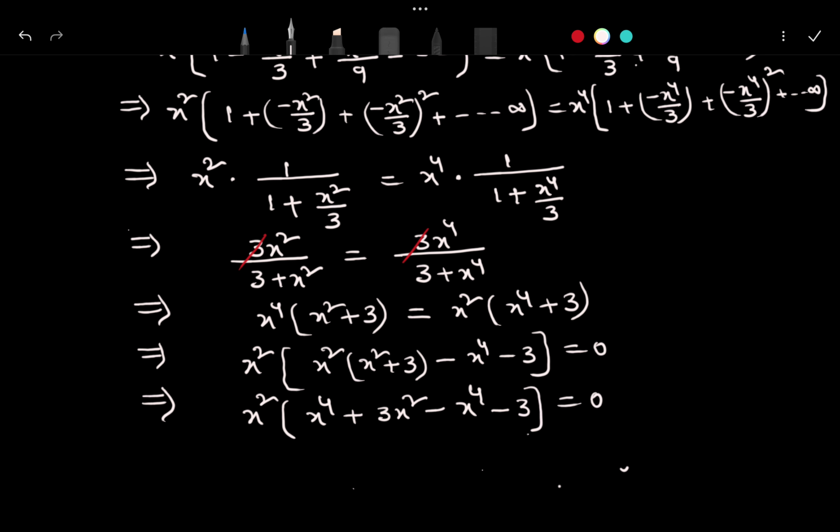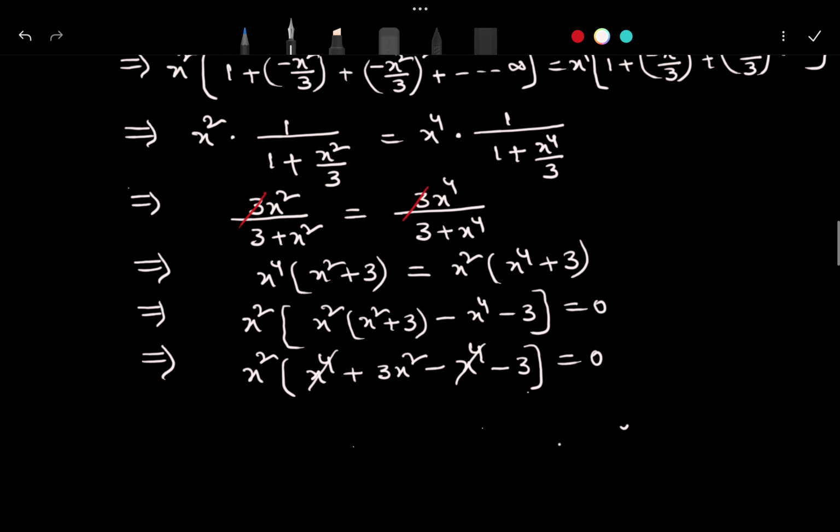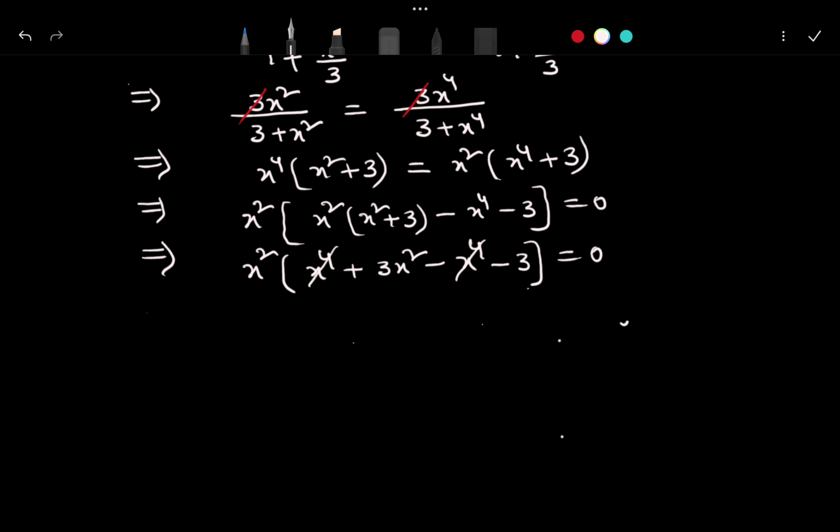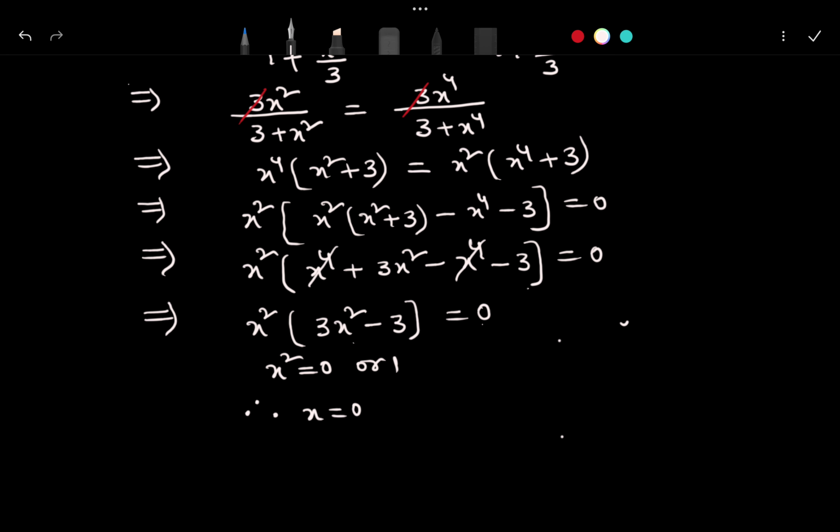Now here x to the power of 4 will be cancelled. After that, the value will be nothing but x square into 3x square minus 3, 3x square minus 3 is equal to 0. That means x square is equal to 0 or this one is 1. From this, therefore, x is equal to 0 or plus or minus 1.